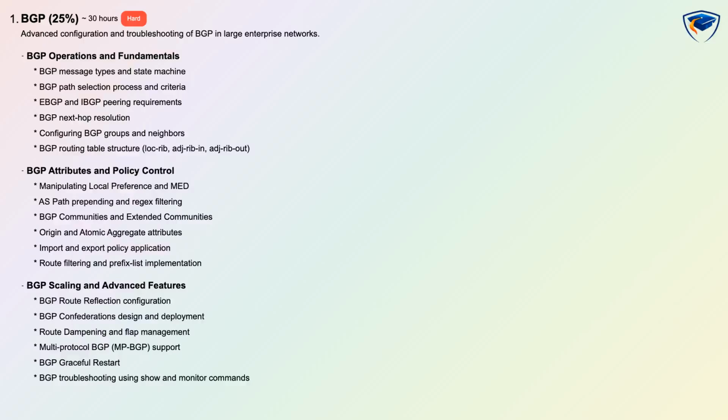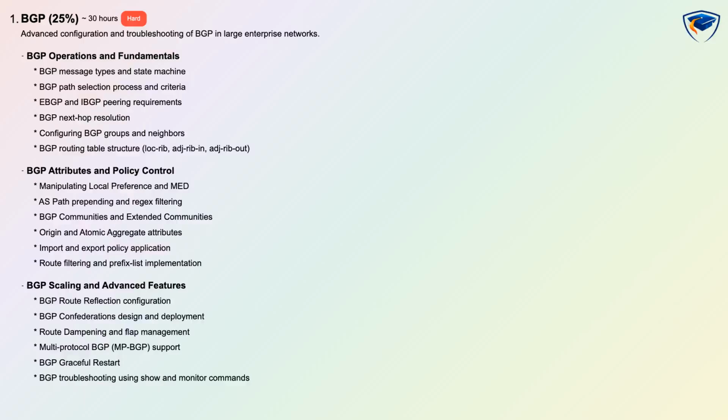BGP is 25% of the exam, rated hard, with an estimated 30 hours of study and conceptual plus scenario-based assessment. You will learn BGP operations and fundamentals including message types, the BGP state machine, path selection criteria, eBGP and iBGP peering requirements, next hop resolution, and the routing table structures such as LOC-RIB and ADJ-RIB in and out.